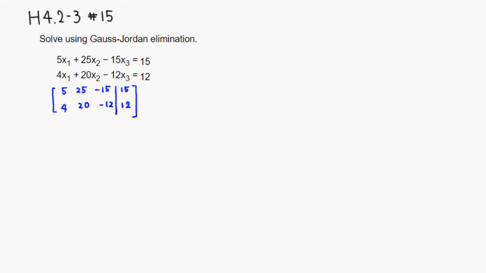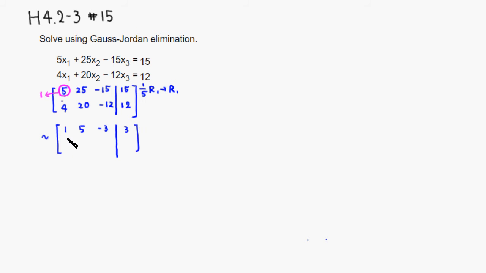What we want to do is first turn this leftmost non-zero element into 1. We can achieve this by taking row 1 and dividing everything through by 5. So it's going to give us this matrix. 5 divided by 5 is 1, 25 divided by 5 is 5, negative 15 divided by 5 is negative 3, and 15 divided by 5 is positive 3.